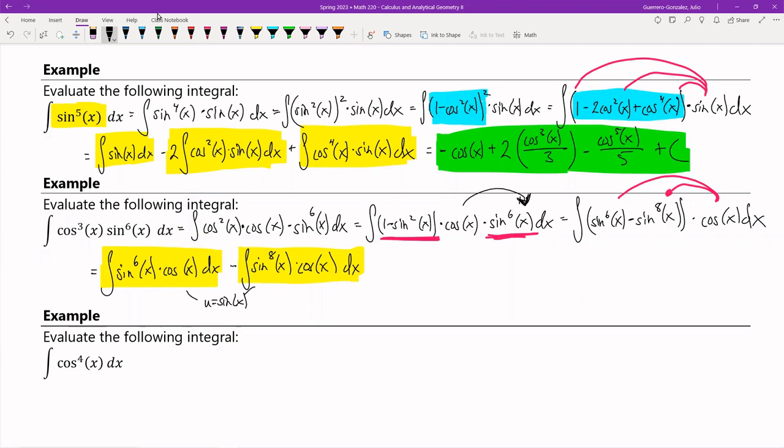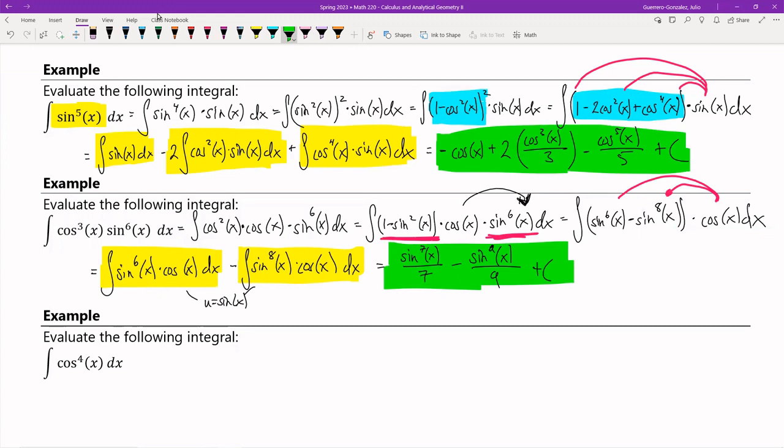So if you do this right, you should get sine seventh x over 7 minus sine 9 of x over 9 plus C, and we are done. That is our final. Okay? Simple enough, right?